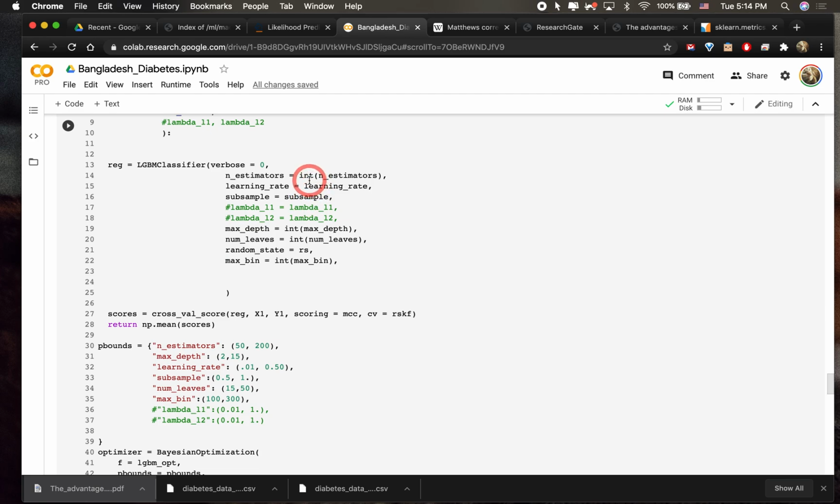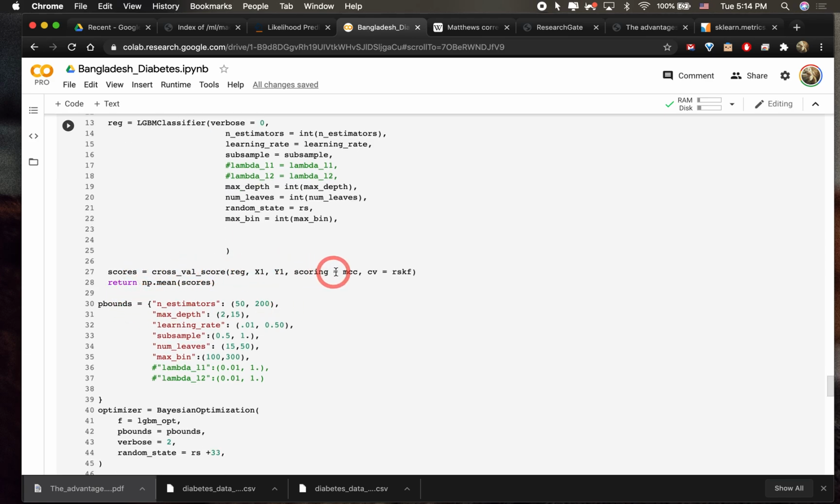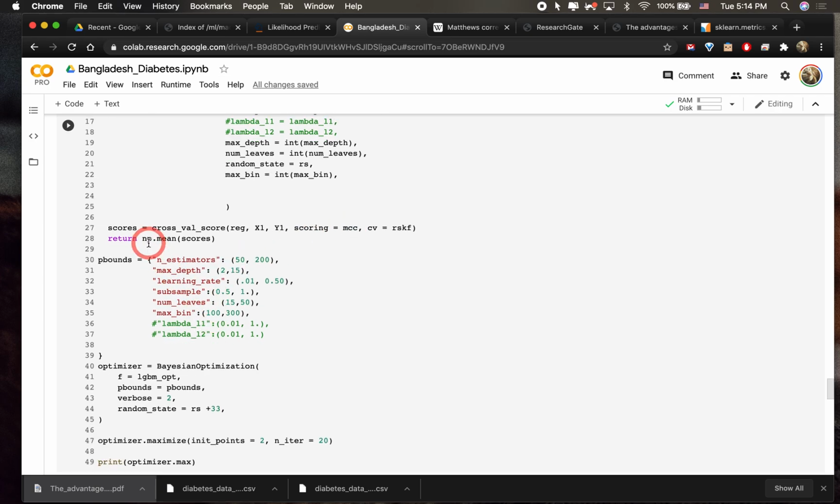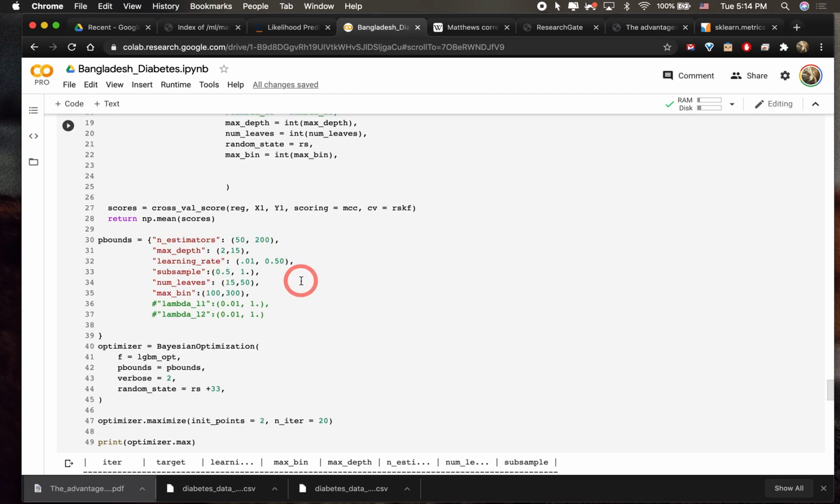And again, the estimators has to be an integer, the depth is an integer, the number of leaves is an integer, and the max number of data samples you have in a bin must also be an integer. And again, I'm using cross-validation using RSKF, so that's 5 splits and two trials. Scoring again is Matthews, and I want to see what values of these give me the best mean cross-validated score. The ranges of these hyperparameters are similar to CatBoost, though I might have changed them a little bit.